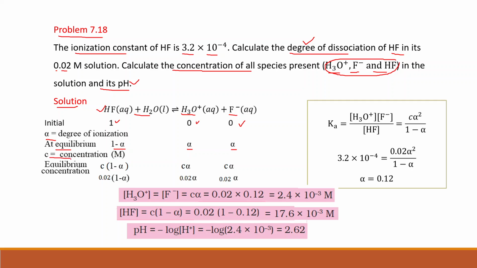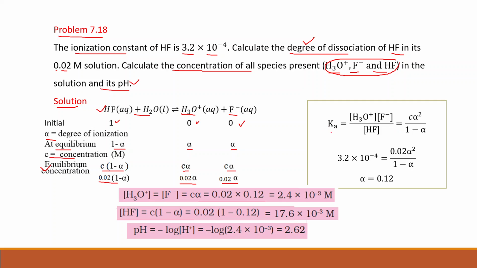If C is the concentration, then equilibrium concentration of HF is C times 1 minus alpha, equilibrium concentration of H3O plus is C alpha, equilibrium concentration of F minus is C alpha, and C is given, that is 0.02. So we can write this is 0.02 times 1 minus alpha, this is 0.02 alpha, this is 0.02 alpha.